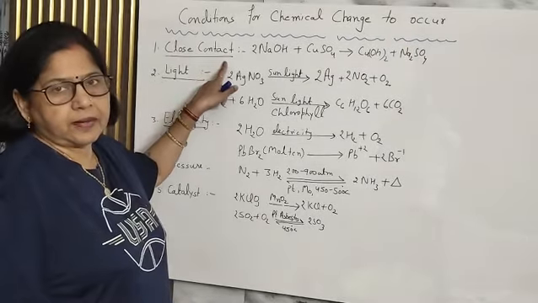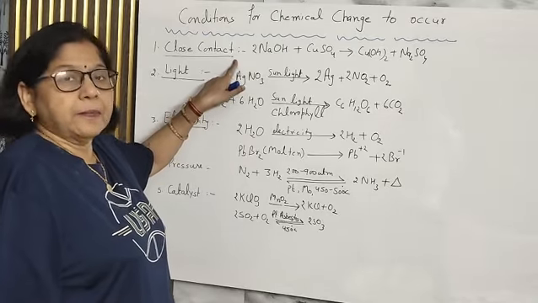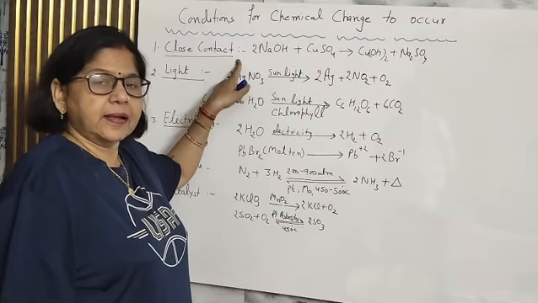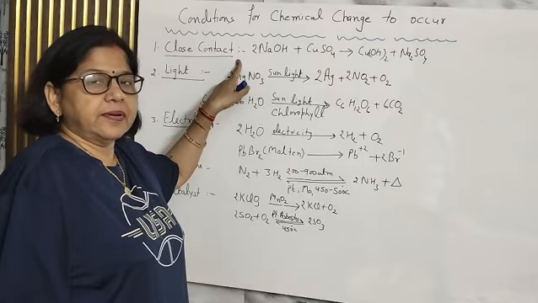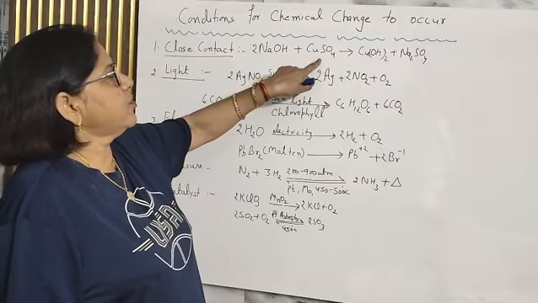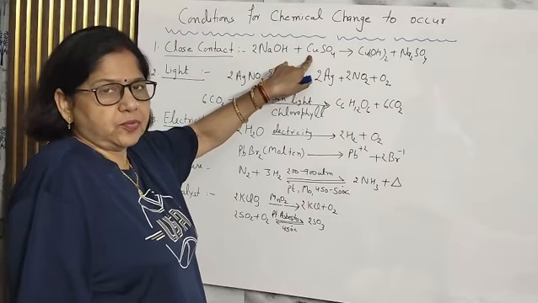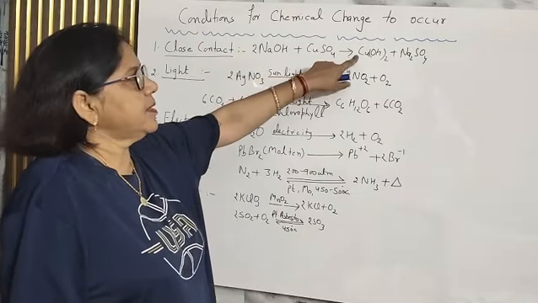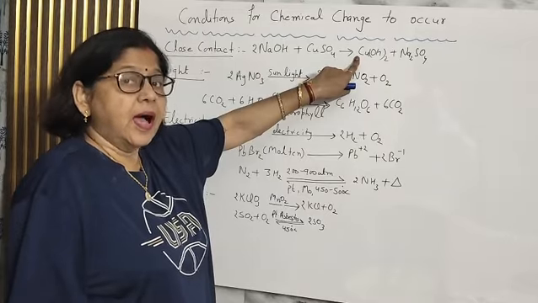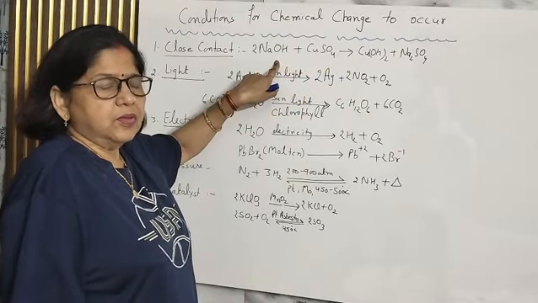The first one is close contact. Obviously, children, when the two reactants are far apart and the contact will not be there, in that case the chemical reaction cannot be expected. For example, sodium hydroxide and copper sulfate solutions are kept in two different test tubes. We cannot assume that the pale blue precipitate of copper hydroxide will be formed unless we mix them together.